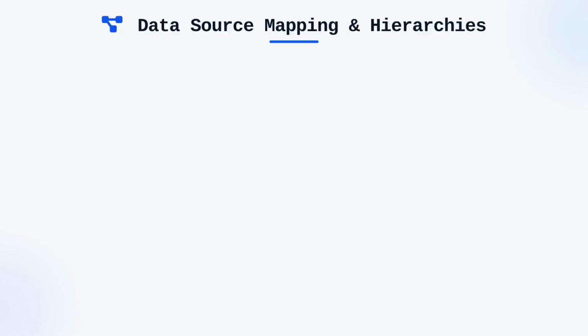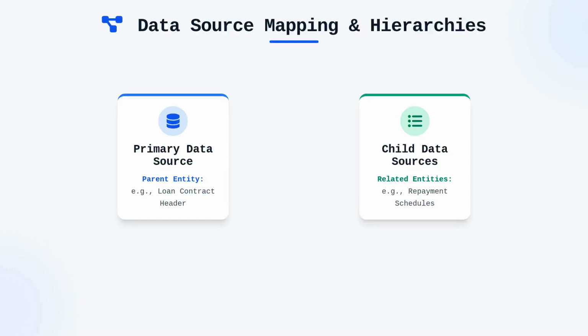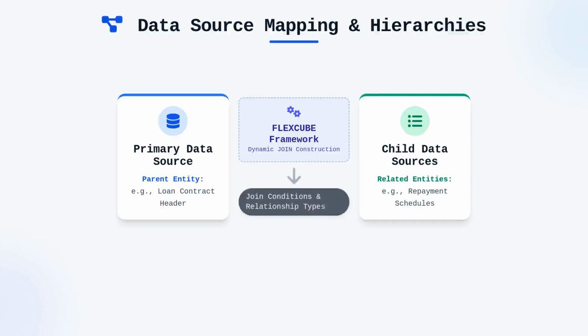One of the most important aspects to understand when working with these mappings is the relationship between the primary data source and any child data sources that might be present on a screen. In a typical banking transaction, you often deal with a parent-child hierarchy, such as a loan contract header linked to multiple repayment schedules. To achieve this, the configuration requires that you specify join conditions and relationship types within the mapping metadata to ensure that the synchronization happens automatically.